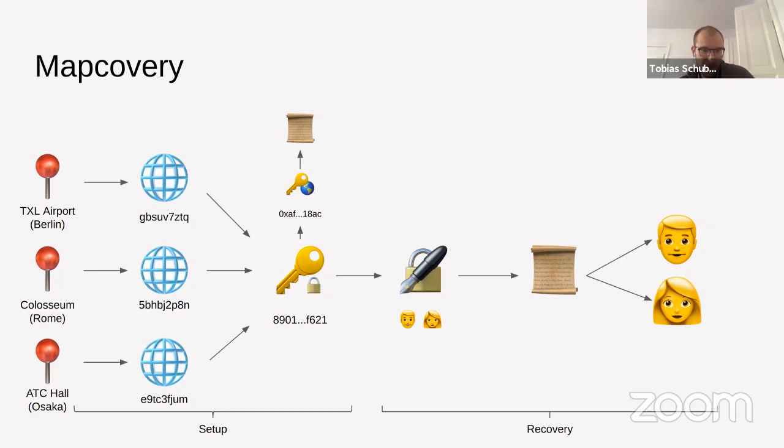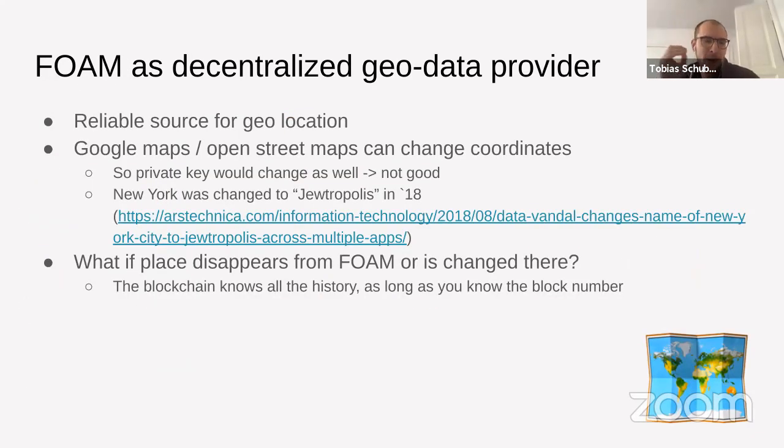On the next slide, I guess this is a Foam community call. So why was Foam important? Could you go to the next slide, Ramon? We needed a very reliable source for geolocation. If geolocation was just slightly off, the private key would be different, the signature would be different, and it would not work. Google Maps and OpenStreetMap weren't suitable because things can change there. We put this in there in 2018, someone changed New York to an anti-Semitic name, and that led to problems with a lot of programs. And so Foam was a perfect fit for us.